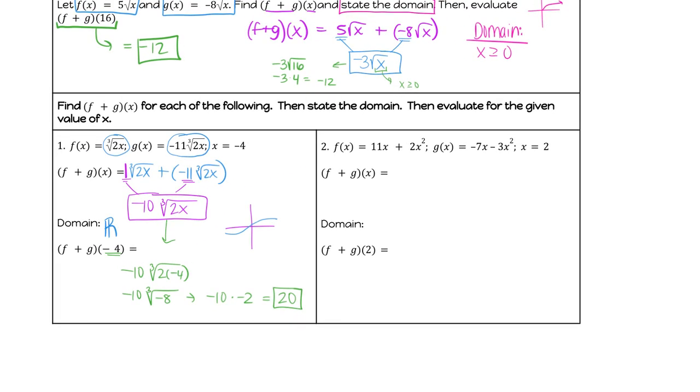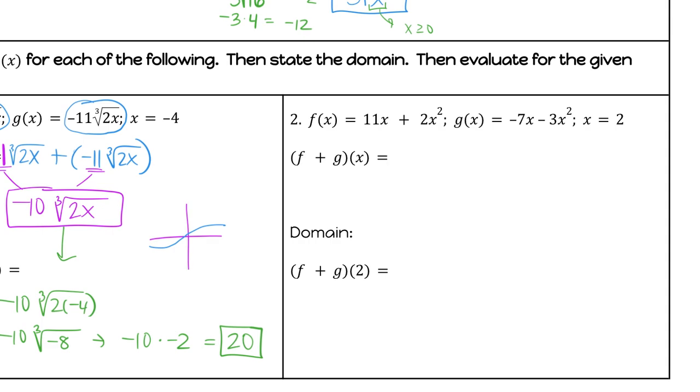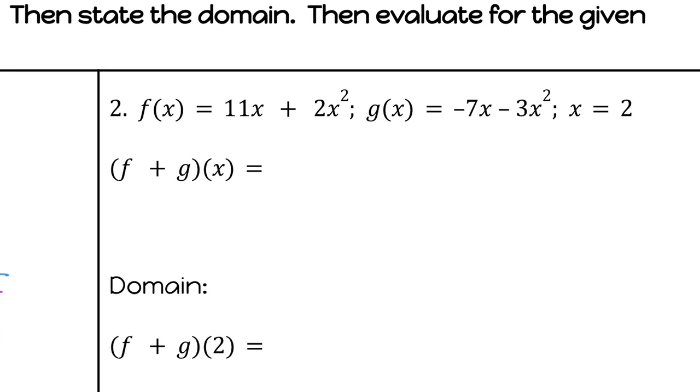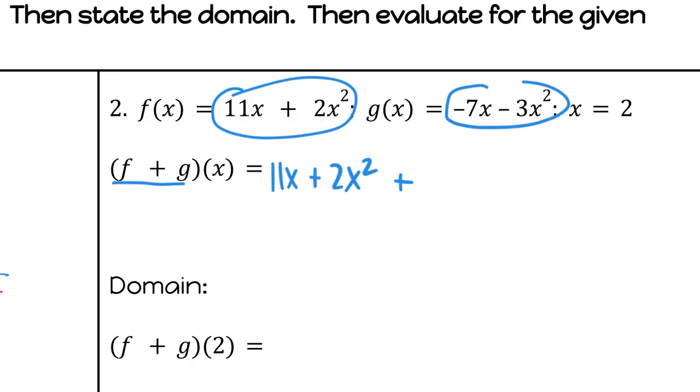All right, let's take a look at number 2. So number 2, it looks like our two functions that we're working with, these are quadratic functions. So these are, we did these in a previous chapter. I see that there's an x squared term in each of these. So we're adding two quadratics together. So again, this is just combining like terms. So we're going to take f plus g. So we'll take this part here, 11x plus 2x squared, and we're going to add that to this part over here, negative 7x minus 3x squared.